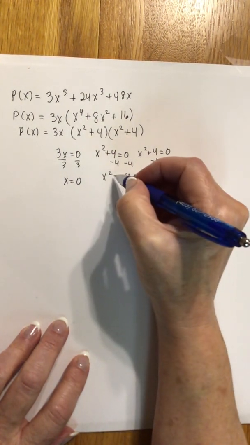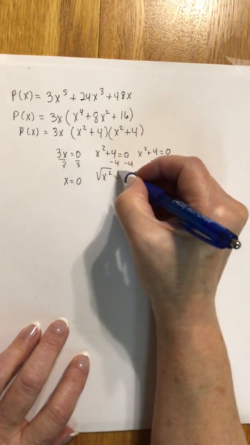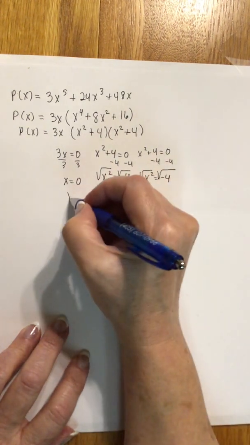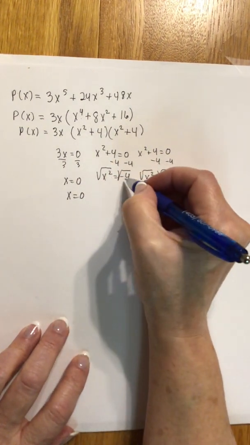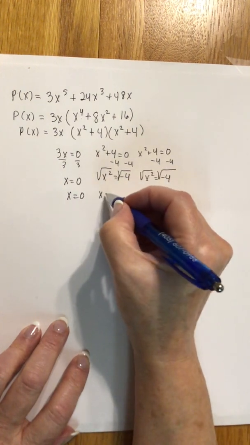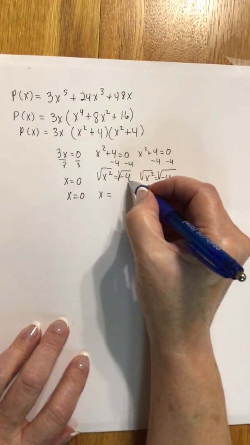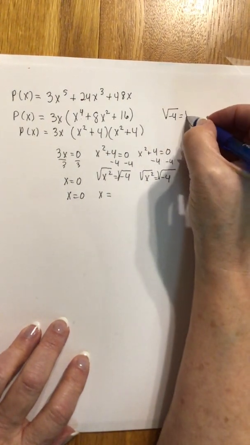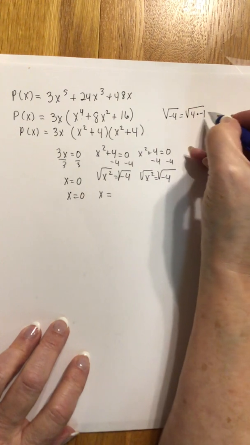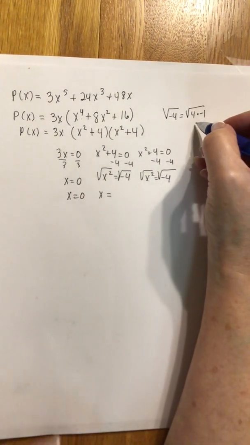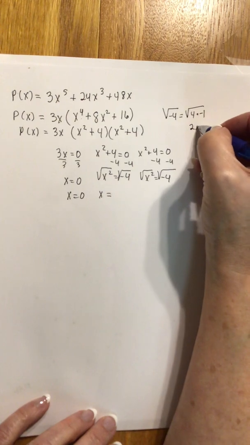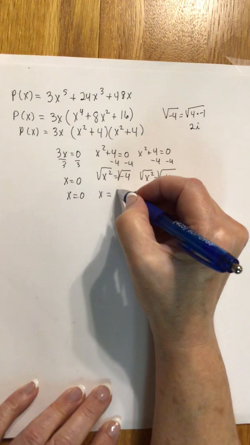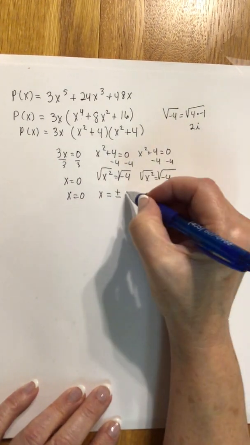But I don't want x squared, I want x. So I take the square root on both sides. So I get x equals 0, and then this one's going to be the square root of a negative 4. Again, like last time, the square root of a negative 4 is the square root of 4 times negative 1. So the square root of 4 is going to come out as a 2. The square root of negative 1 comes out as an i. But remember, when you take the square root on both sides, you have to have a plus and minus 2i.